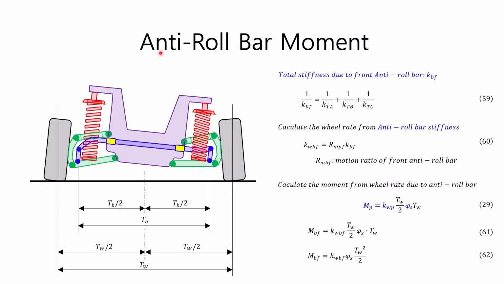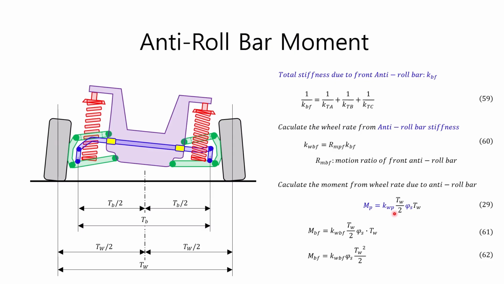Let's find the moment due to the anti-roll bar. Since the total stiffness of the front axle suspension anti-roll bar, kBf, is found using equation 59, the wheel rate due to the front axle anti-roll bar, kWbf, can be found using anti-roll bar stiffness as shown in equation 60. In equation 60, Rmbf represents the motion ratio of the anti-roll bar. The moment Mbf due to the anti-roll bar can be found using equation 29 in the same way that the moment due to the spring was found using equation 29.